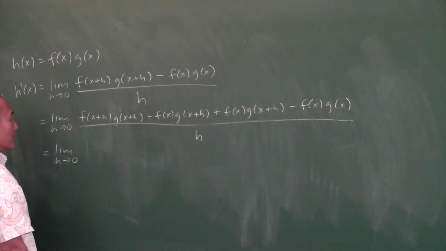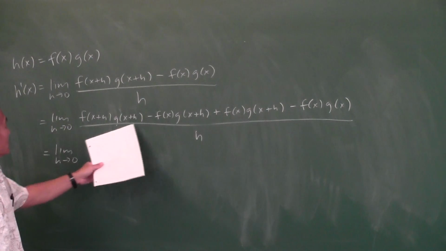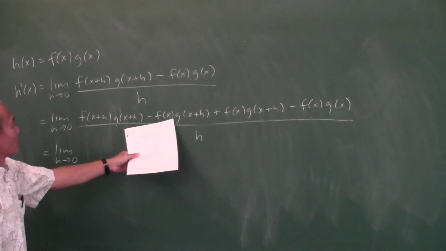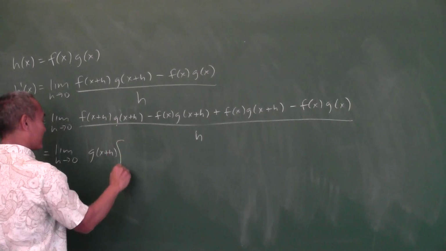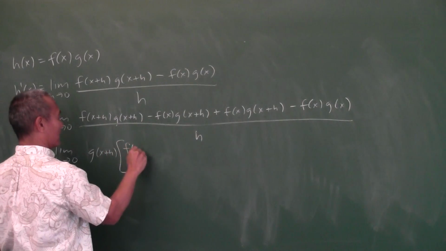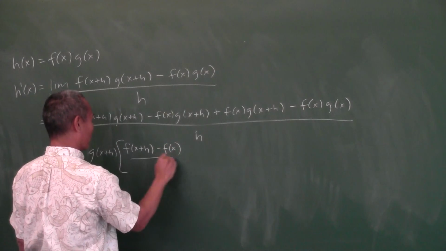Now, why would somebody do that? Because now, look at the first two terms. What can be factored out from the first two terms? g of x plus h, and what's going to be left? f of x plus h minus f of x all over h, right?